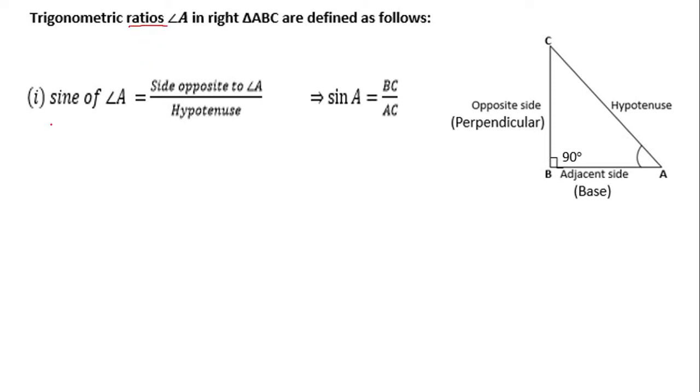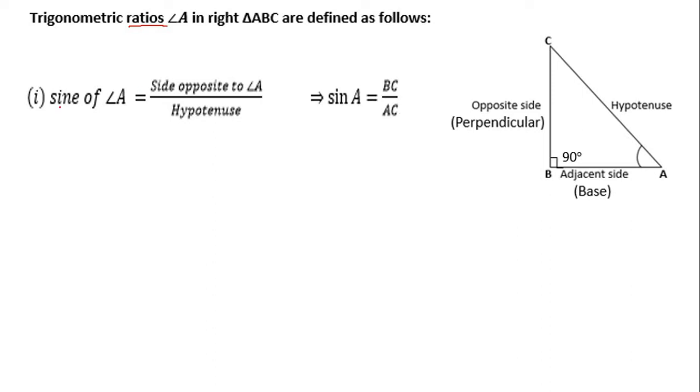So the first ratio we define is sine of angle A. As I told you, all the T ratios we define for an acute angle. So either you can define for A or you can define for C. First I am defining for angle A. How do we define sine of angle A? It is the side opposite to angle A divided by the hypotenuse. So let's check what the side opposite to angle A is. Side opposite to angle A is BC and hypotenuse is AC. So we can write sine A is equal to BC by AC.